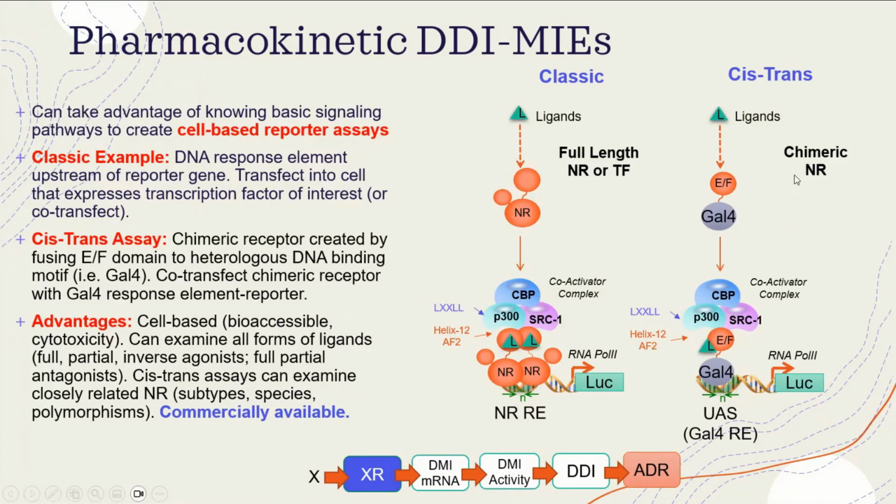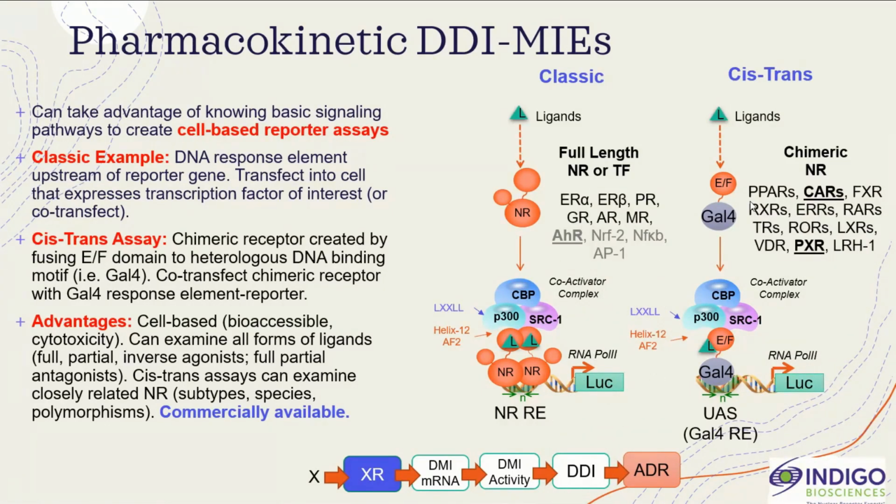There's another system that we use that takes advantage of the fact that you can move portions of the receptor and they maintain their activity. So this is called a cis-trans assay, where we're able to remove the ligand binding domain, stick it to an artificial DNA binding domain, and then have an artificial DNA binding domain reporter construct. And this has some advantages, as we'll talk about later on, where you can isolate just the ligand binding event that occurs and look at more specific types of responses.